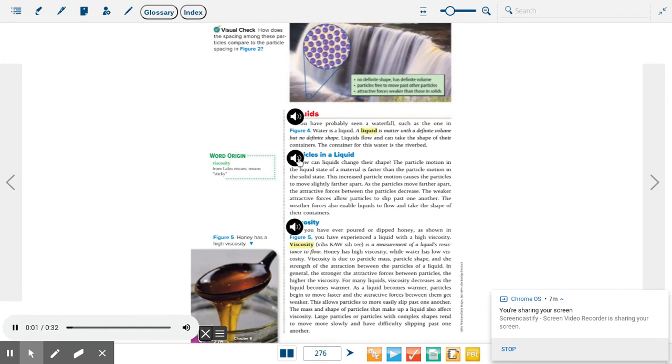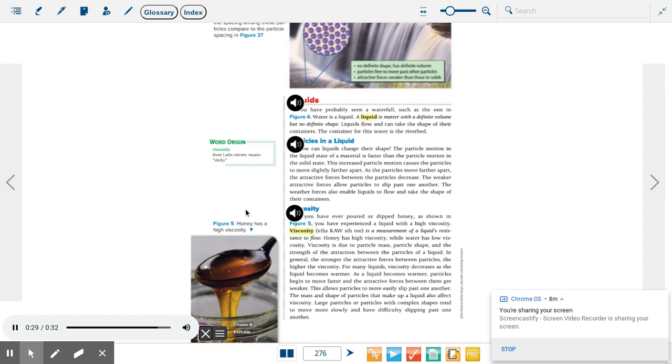Particles in a liquid. How can liquids change their shape? The particle motion in the liquid state of a material is faster than the particle motion in the solid state. This increased particle motion causes the particles to move slightly farther apart. As the particles move farther apart, the attractive forces between the particles decrease. The weaker attractive forces allow particles to slip past one another. The weaker forces also enable liquids to flow and take the shape of their containers.